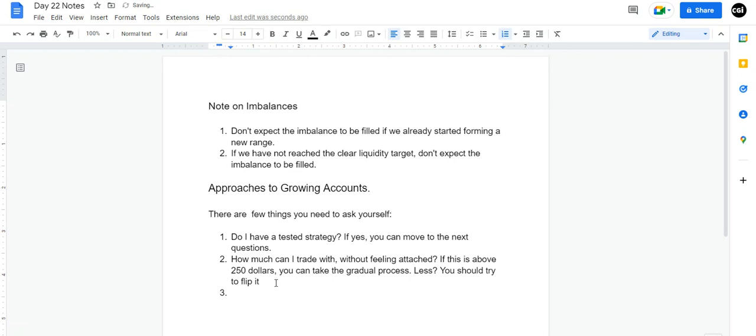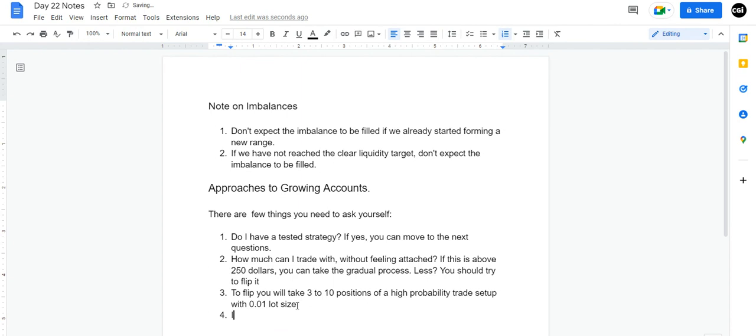I think I've already explained this. To flip, you will take 3 to 10 positions of a high probability trade setup with 0.01 lot size. Sometimes the account is very small.